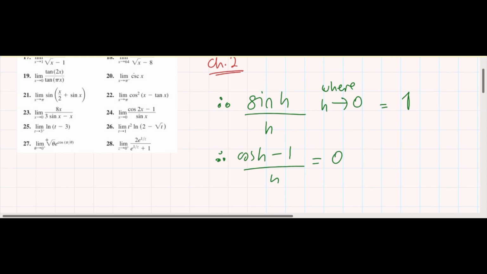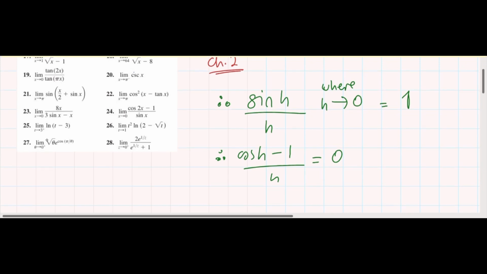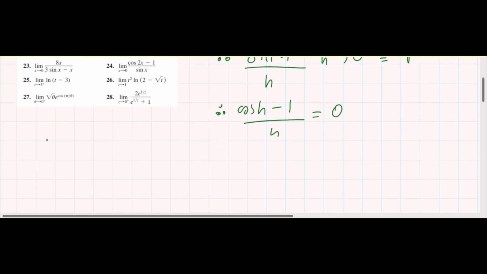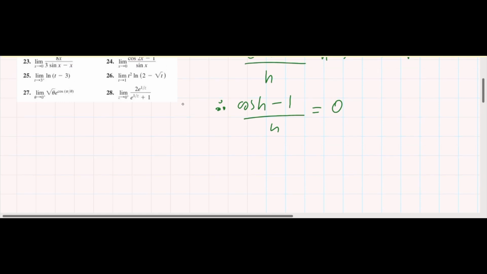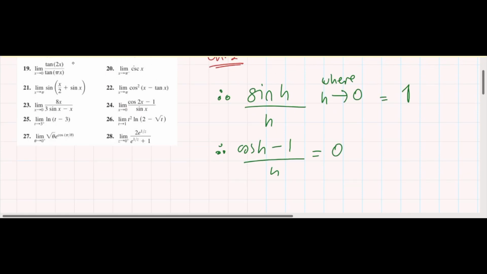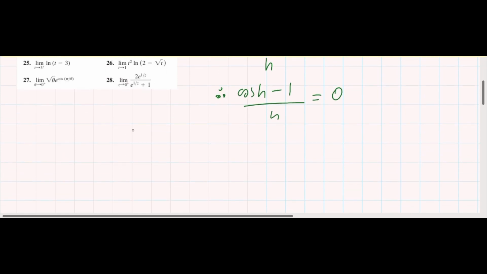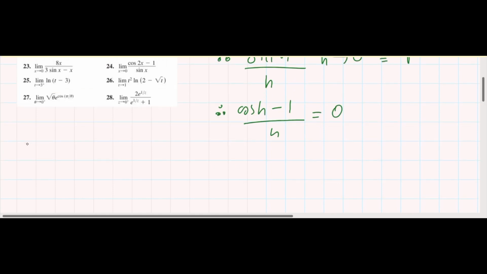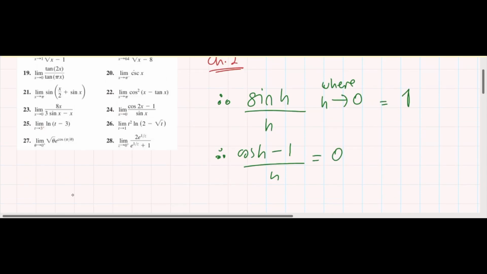Alright. So the first question is question 19, tan 2x upon tan pi x, and the limit x approaches 0, right? So we are basically accounting for the value of this fraction when x is approaching 0, from both sides, from the negative end of the graph and the positive end of the graph. That is the only case where the limit exists. Otherwise, the limit does not exist.